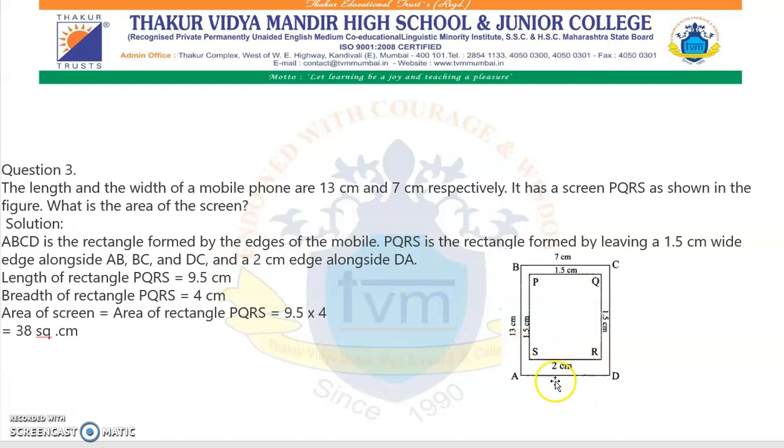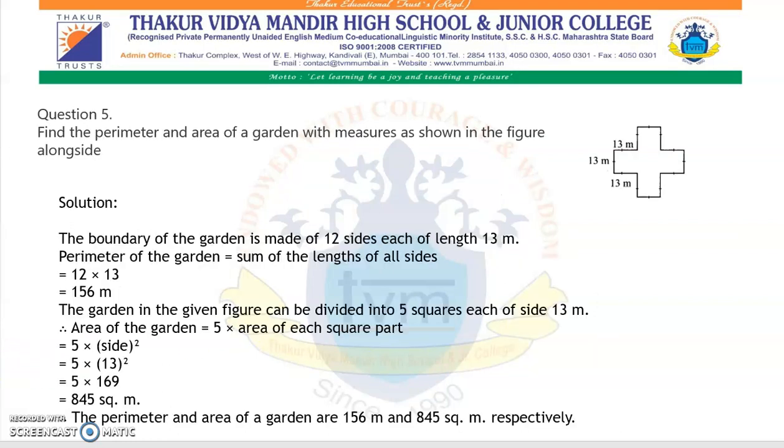You have to leave the space of 2 centimeter, but from all the three sides 1.5. So you have to be very careful. When you are leaving the space from here 1.5, but from below 2. So 13 minus 1.5 minus 2, we are getting 9.5 centimeter. Breadth of rectangle PQRS 7 minus 1.5 and 1.5 from here. So 7 minus 3 we get 4 centimeter. Therefore, area of screen equal to area of rectangle PQRS equal to 9.5 into 4 equal to 38 square centimeter.